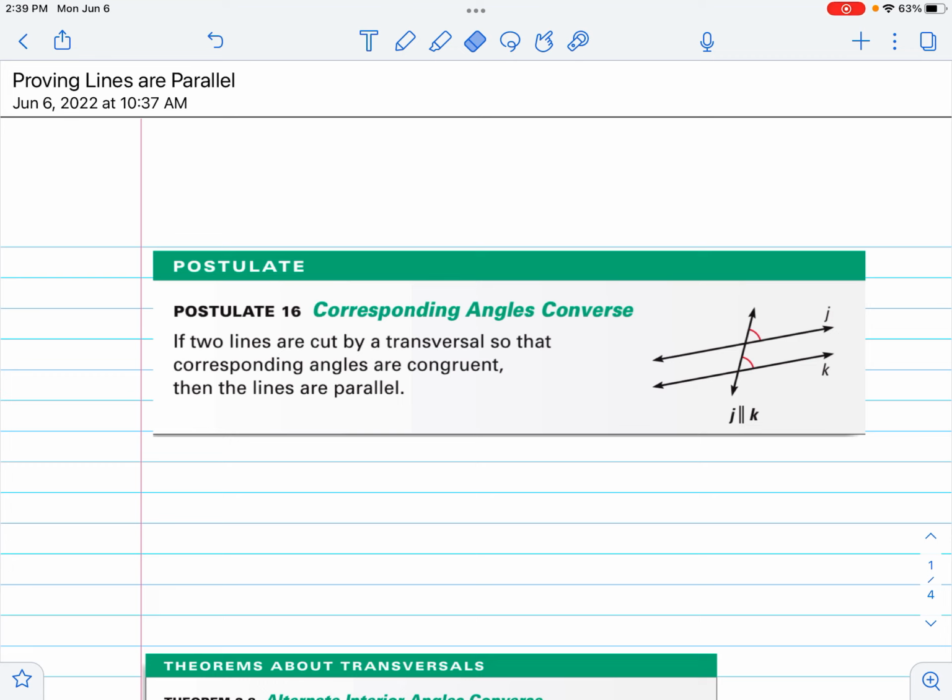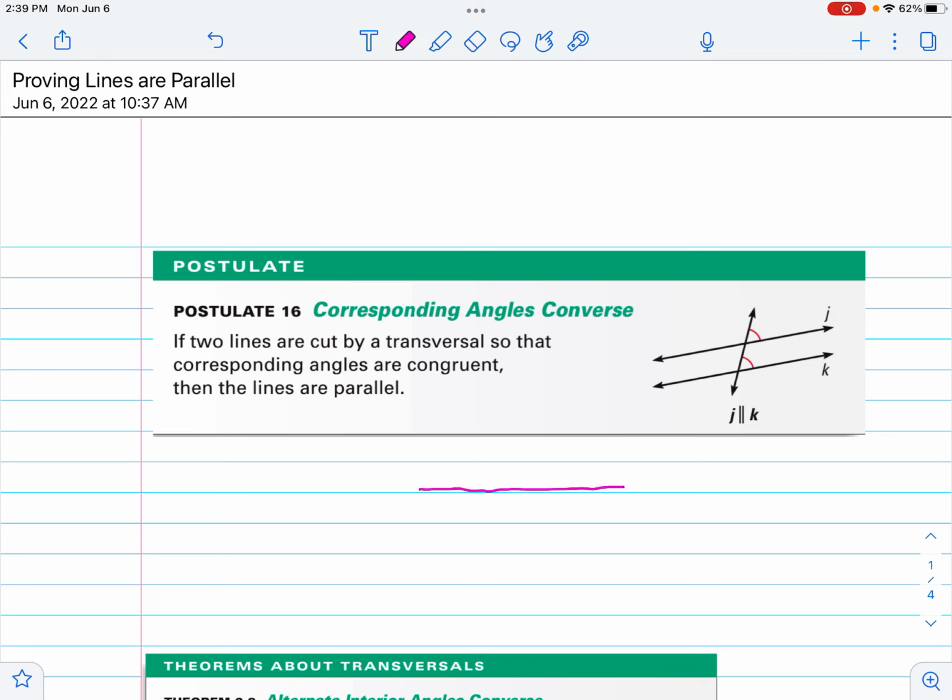Remember, we had this corresponding angles postulate that said if two parallel lines are cut by a transversal, then the corresponding angles are congruent. Now we're going to say this. If the corresponding angles are congruent, then the lines are parallel. In other words, if two lines are cut by a transversal so that the corresponding angles are congruent, then the lines are parallel. And that really makes sense if you think about it.